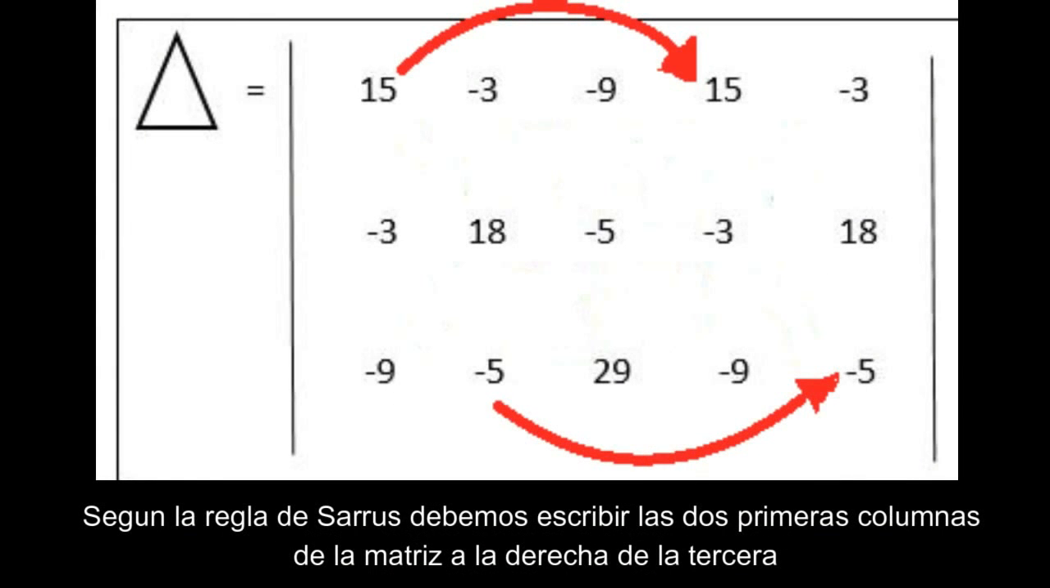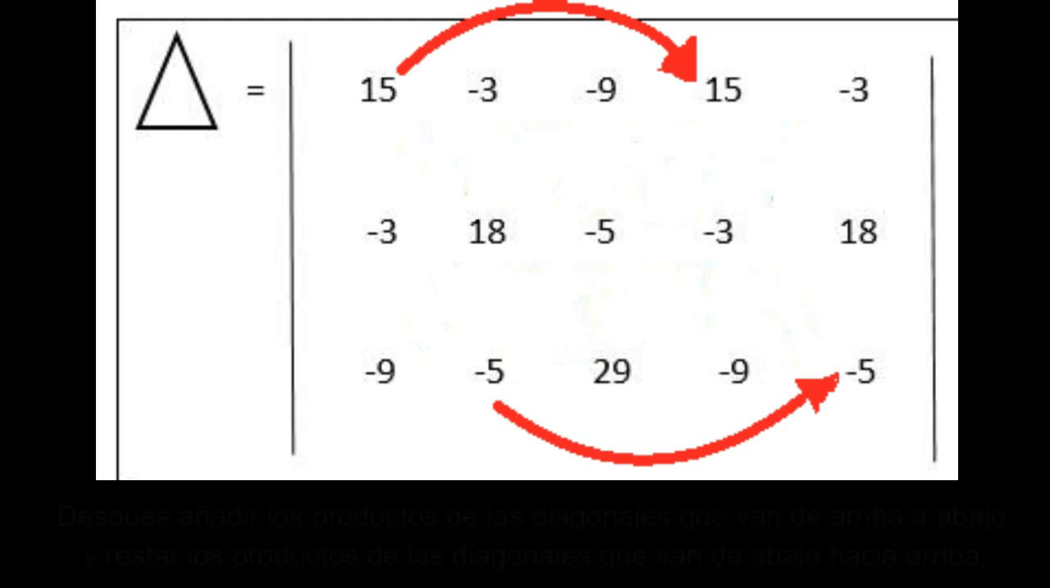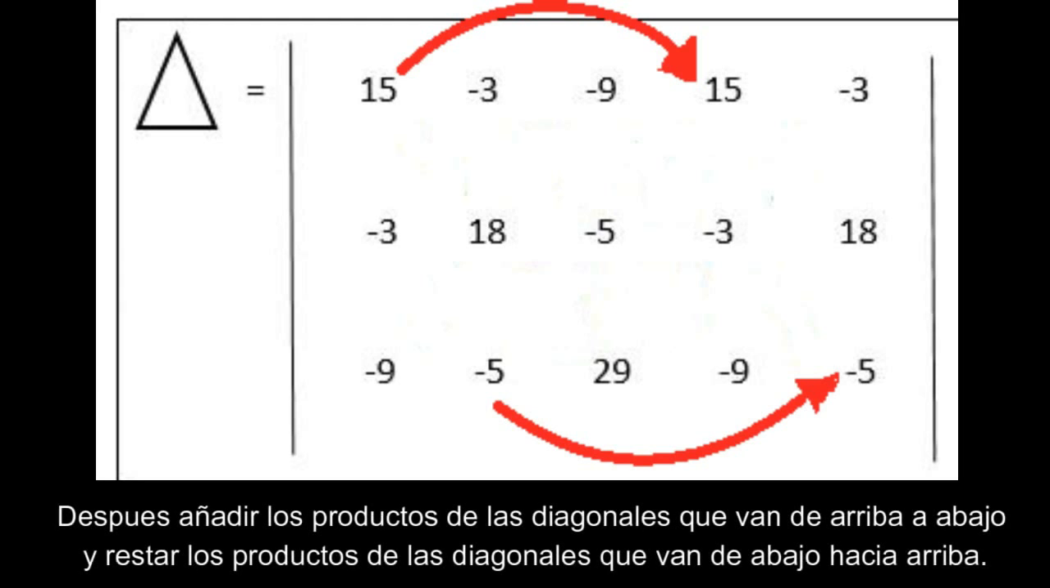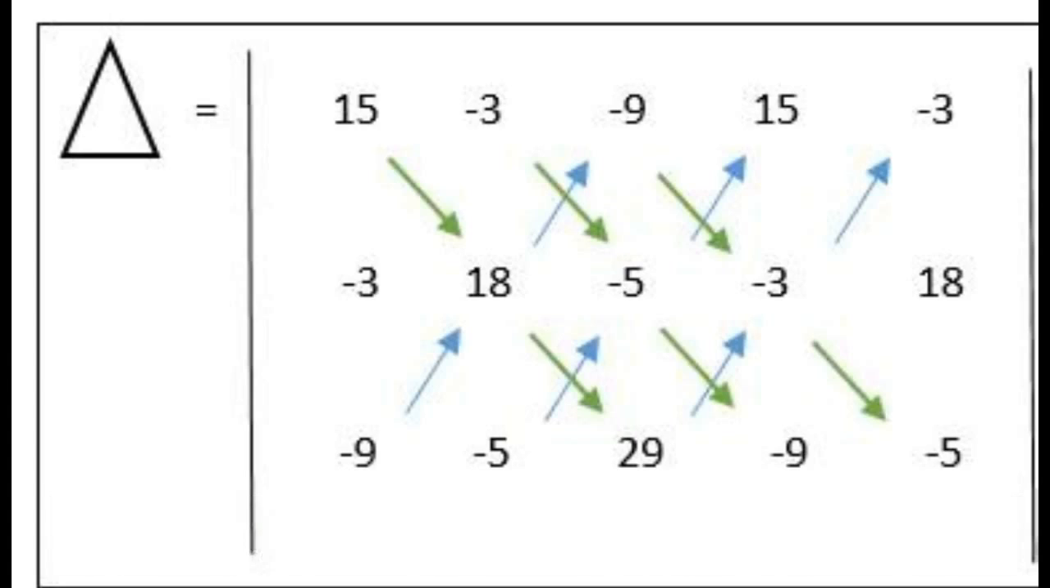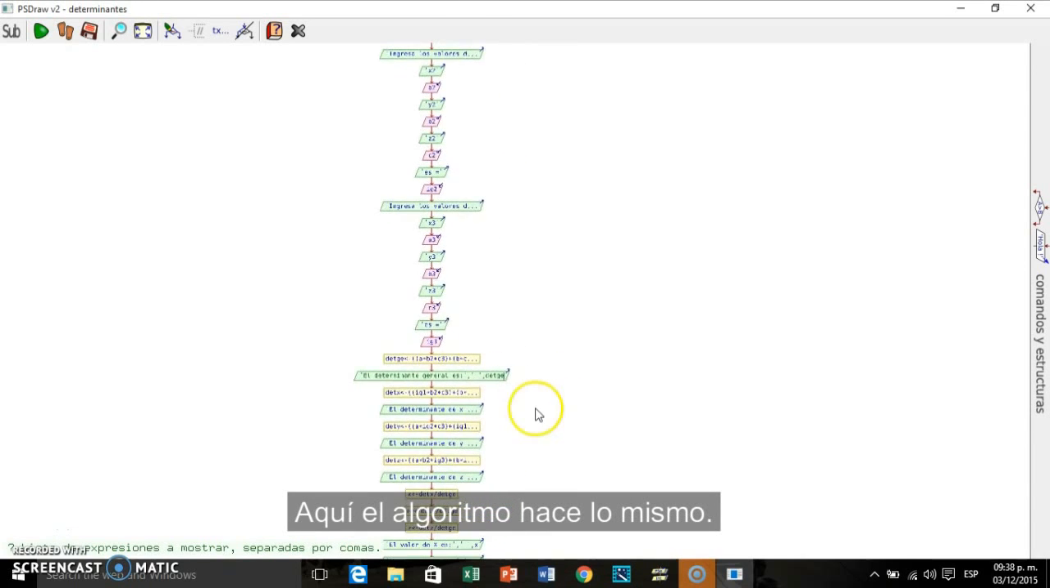According to the rules, we must write out the first 2 columns of the matrix to the right of the third column, so that we have 5 columns in a row. Then add the products of the diagonals going from top to bottom, and subtract the products of the diagonals going from bottom to top. Here the algorithm does the same thing.